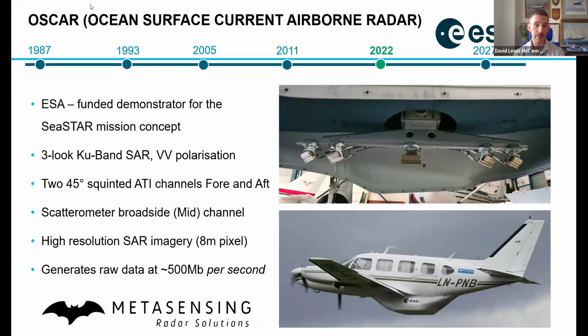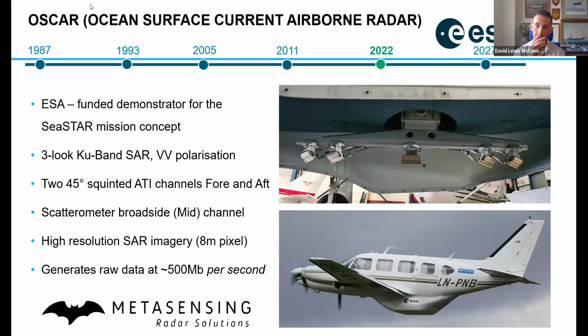So this is an ESA-funded demonstrator for the SeaStar mission concept. SeaStar was an ESA Earth Explorer 11 candidate to measure global, coastal, total surface current vectors and ocean surface vector winds from a satellite. And the demonstrator instrument was built in the same configuration, albeit much smaller. So this is a Ku-band 3-look SAR system with combined interferometric and scatterometric modes. So we have 5 channels.